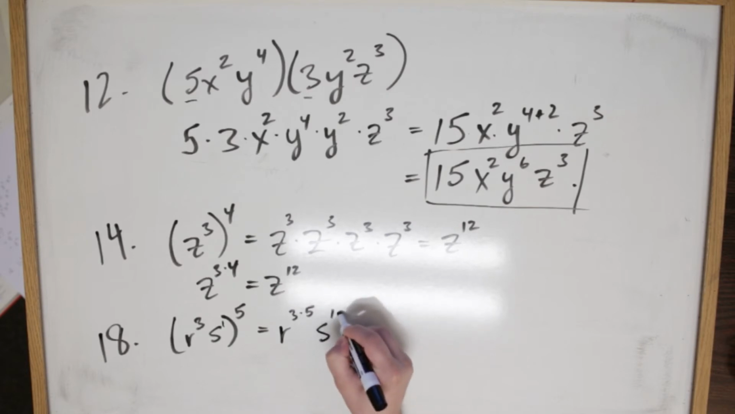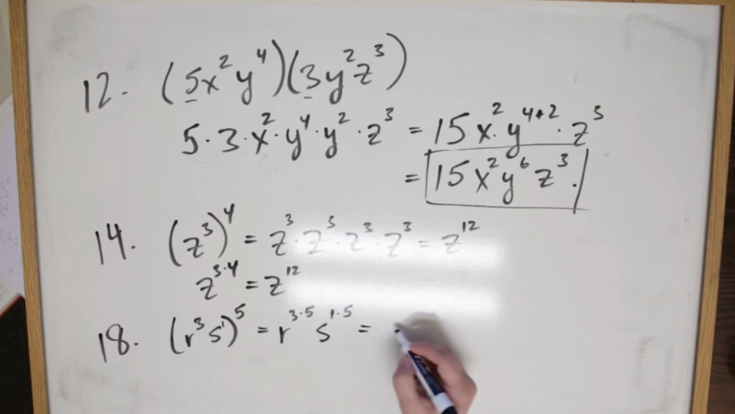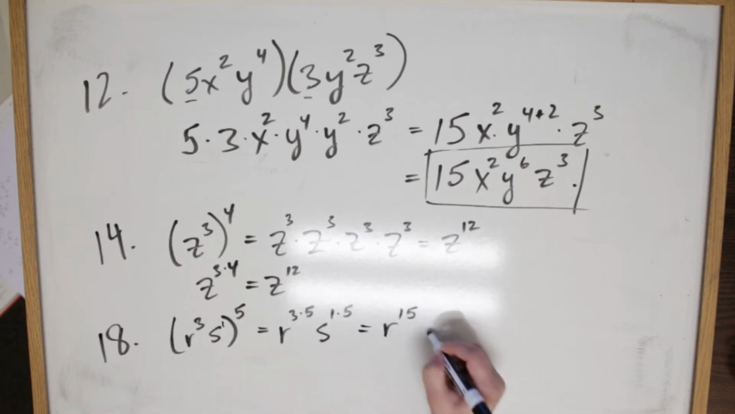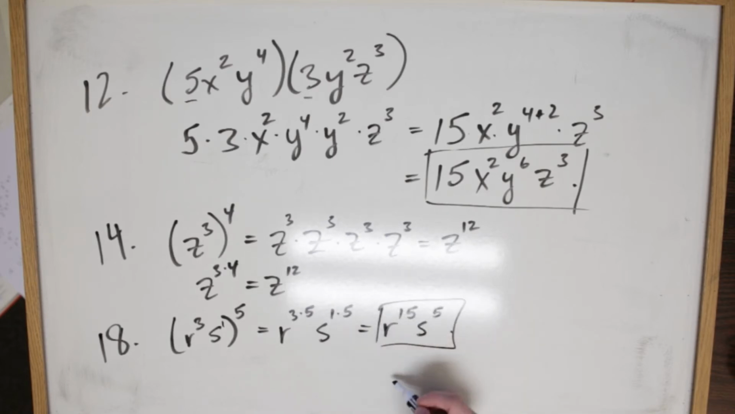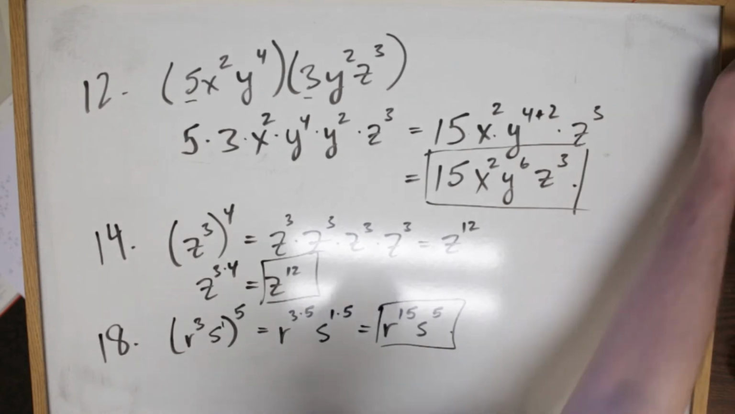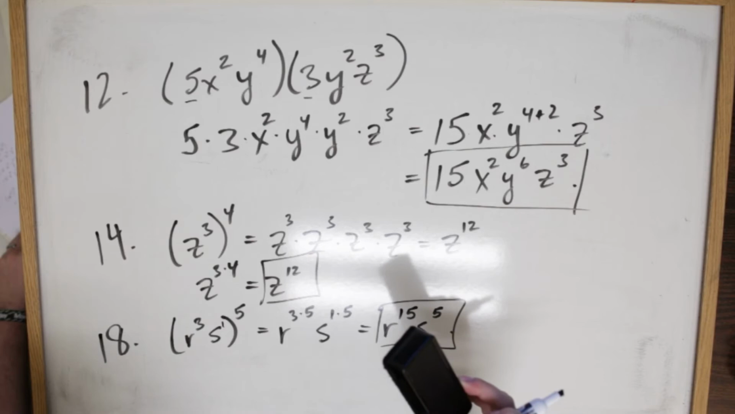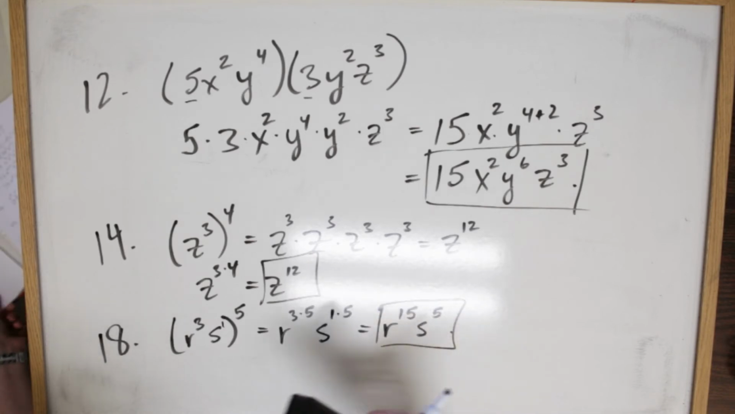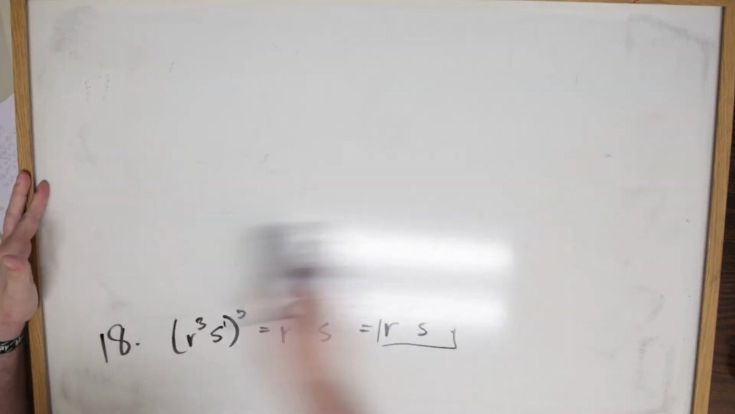Because both of these things are being raised to the 5th power. So now this becomes r to the 15, s to the 5th. And that right there is our final answer. I think I didn't box that one up above either. All right, so those are our three solutions to those problems. Let's go ahead and keep going. Like I said, I've got a whole bunch of examples, so hopefully this will help you on your homework.